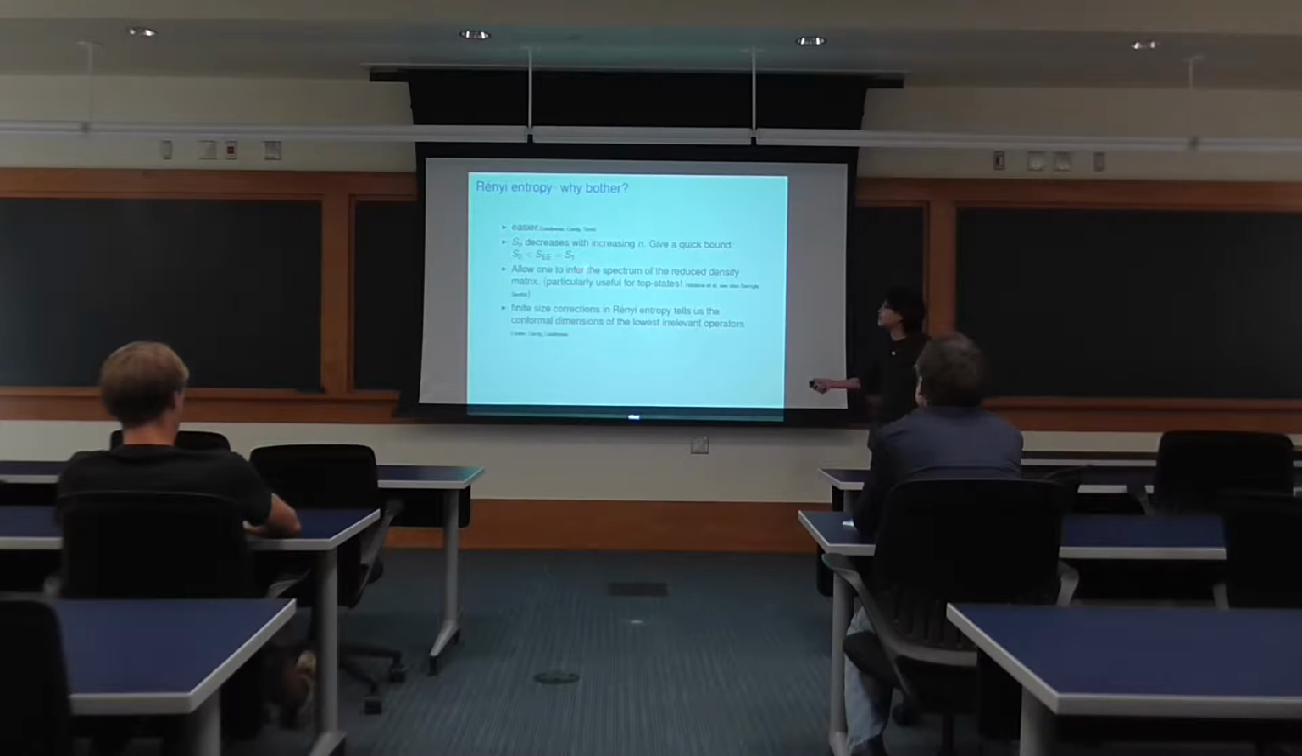It is not hard to see that the Rényi entropy decreases with increasing value of n. So if you're computing, let's say, S2, it gives you a rough estimate of the entanglement entropy, a bound. It also allows one to infer the full spectrum of the reduced density matrix, and this turns out to be particularly useful if you're talking about topological phases of matter. It was demonstrated by Haldane and also by others that the spectrum of the reduced density matrix can in fact turn out to be the physical spectrum of the edge states of some topological phases.